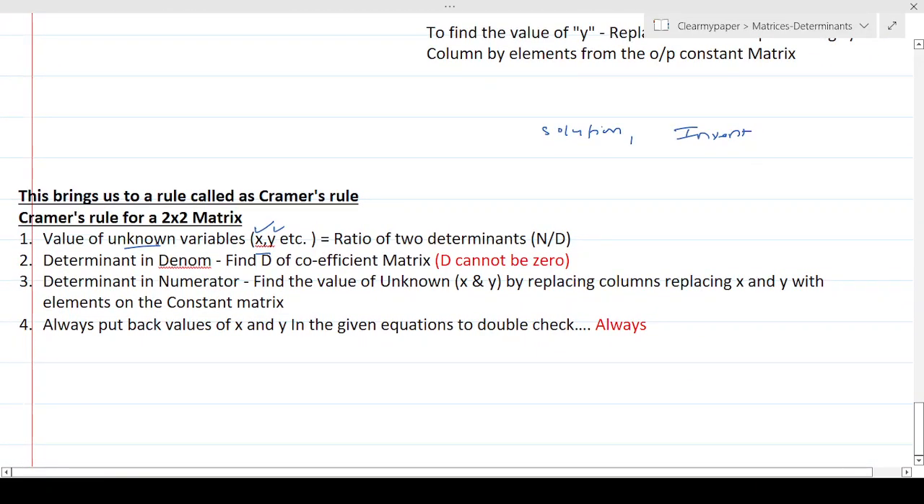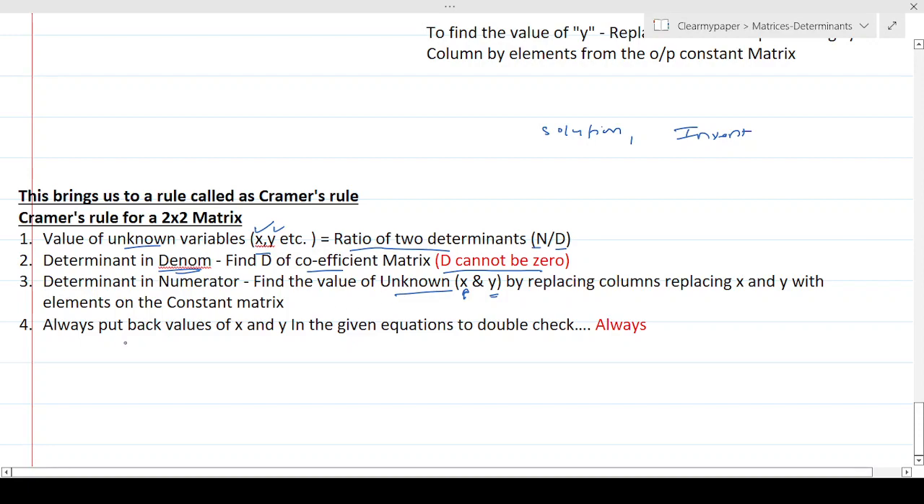So finding a solution to a system of linear equations using Cramer's rule means that you're going to take a ratio of two determinants, numerator and denominator. The determinant in the denominator is the determinant of the coefficient matrix that we discussed, and importantly, this cannot be 0, otherwise the solution will not be defined or does not exist. The determinant in the numerator can be found by replacing the column which represents the unknown values. First you take x, or first you take y, you replace that particular column with the constant matrix, and then repeat the same thing for the other unknown variable.